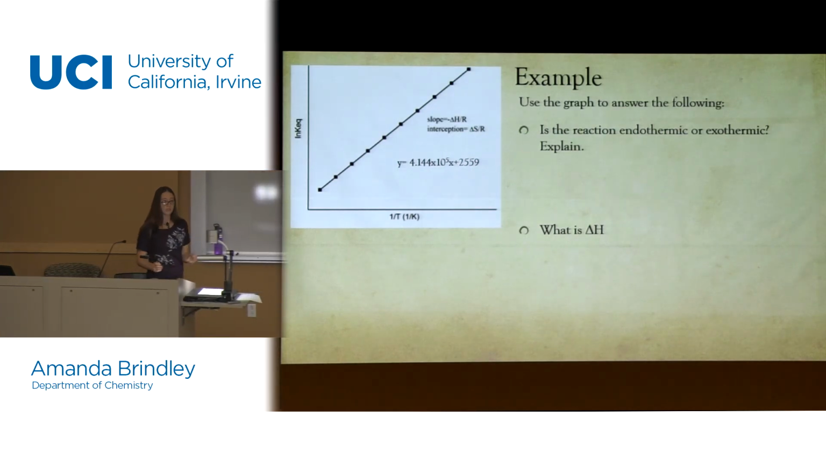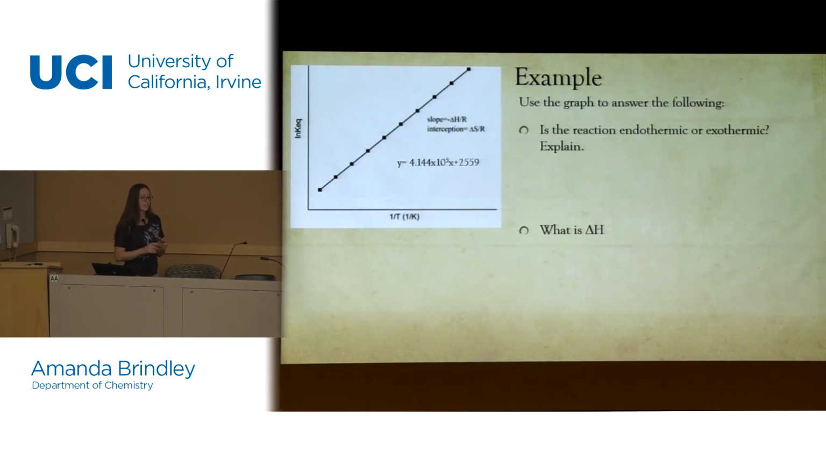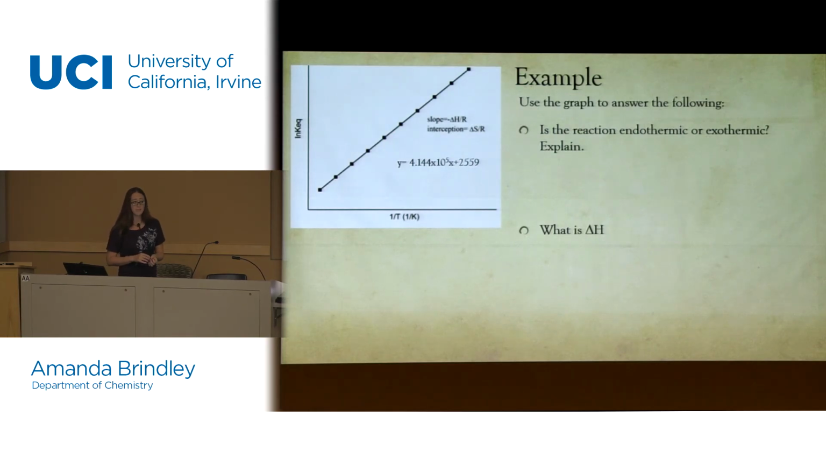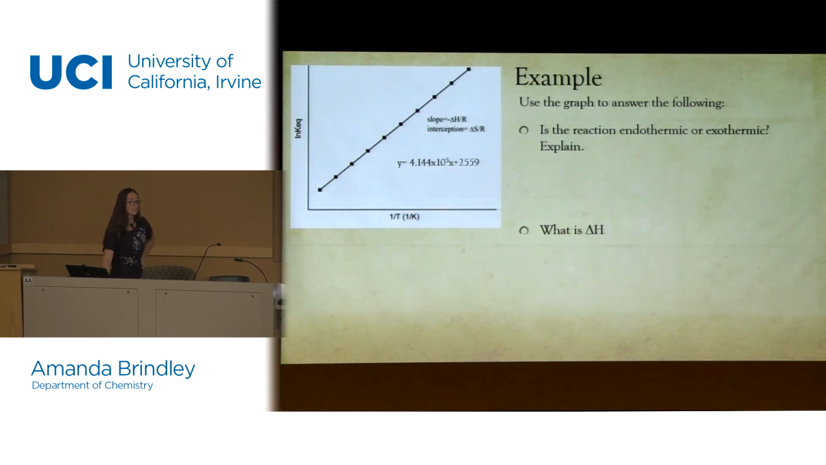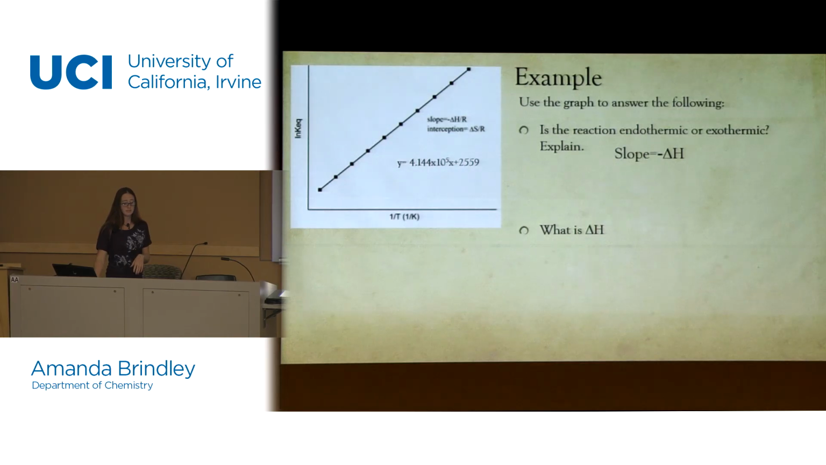Now, for an example, let's do this one. We did an example like this in class. It was just the opposite sign. So is the reaction endothermic or exothermic? Explain. Now, here's how you don't explain. You don't explain by saying it has a positive slope. You've got to do a little more than that. So first off, our slope is always going to be what in variable terms? Negative delta H. Our slope here is what sign? Positive. So what does that mean our delta H is? And so it's exothermic.